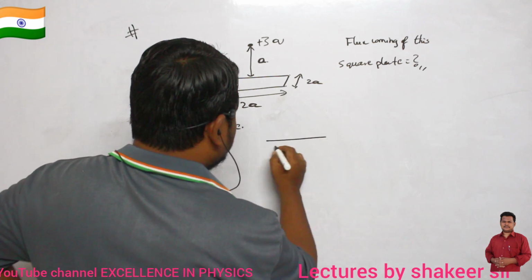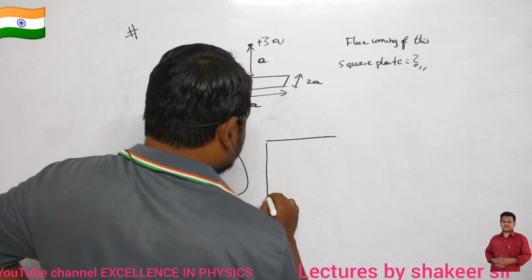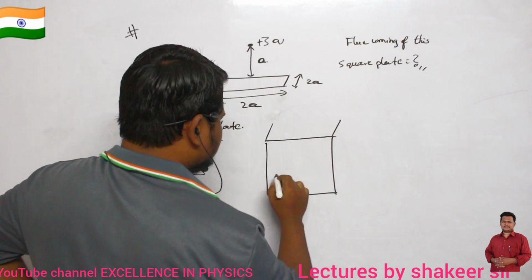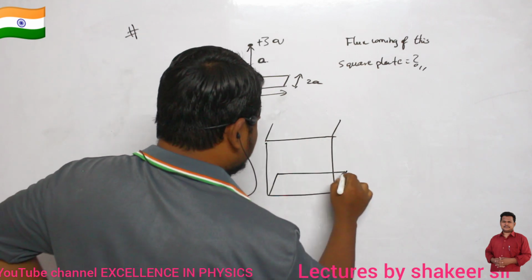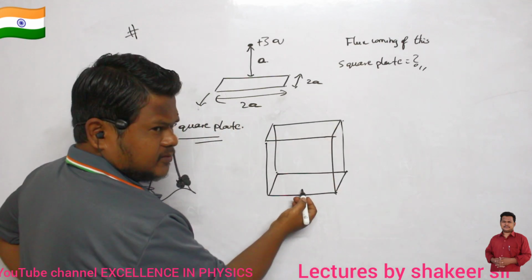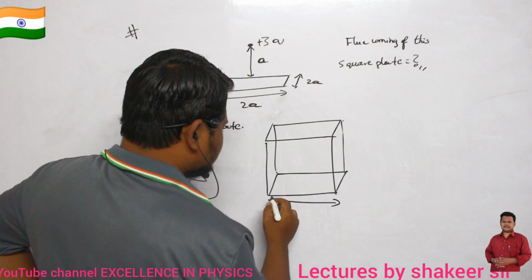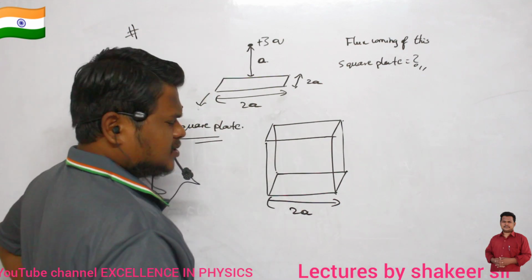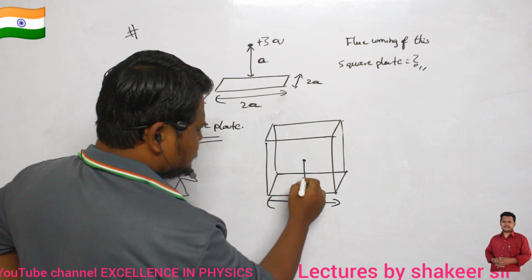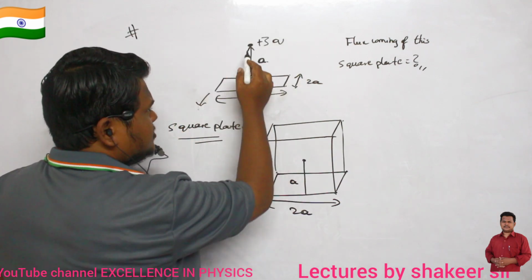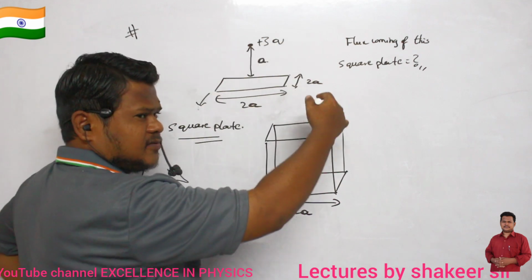So if I complete a cube like this, clear? So this is a cubical surface. Which face are we taking? This is the face we are taking, no? What is the side of this face? The side of this face is 2a. Then what is the center of this cube? The center of this cube will be at a distance of a only. So again, this charge is present at the center of a cube.